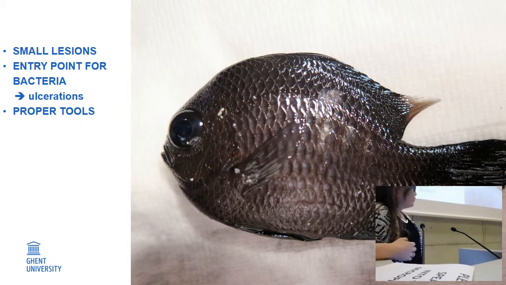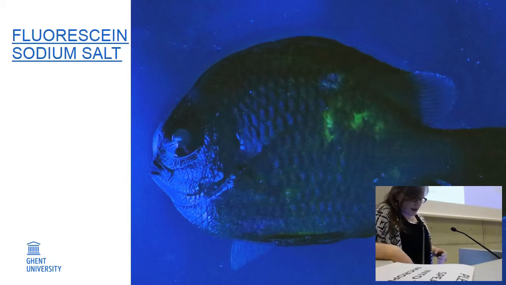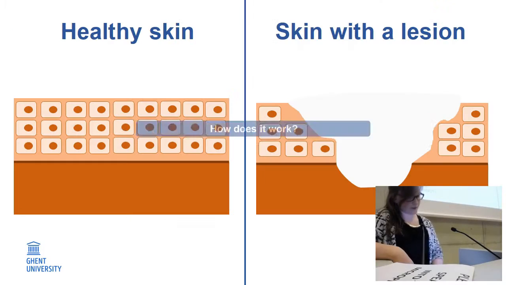Therefore, we need proper tools to visualize these lesions. And one such tool is the use of fluorescein sodium salt to visualize microscopic lesions. Fluorescein sodium salt is a yellow, non-toxic dye that turns green under UV light. This technique is based on the technique used to visualize corneal ulcers in both humans and animals.